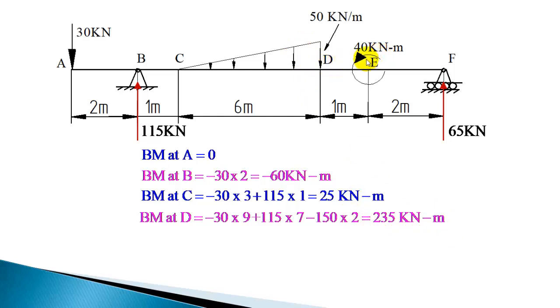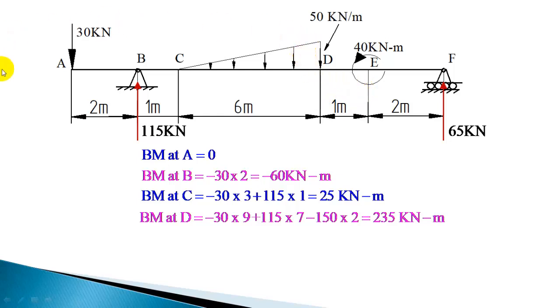Next you have to calculate the bending moment left of E. Wherever a couple is acting, you should take the sections immediately left and right of it. So immediately left of E, without considering this couple, you should calculate the bending moment. When you move from section D to left of E, the increase in distance is 1 meter.